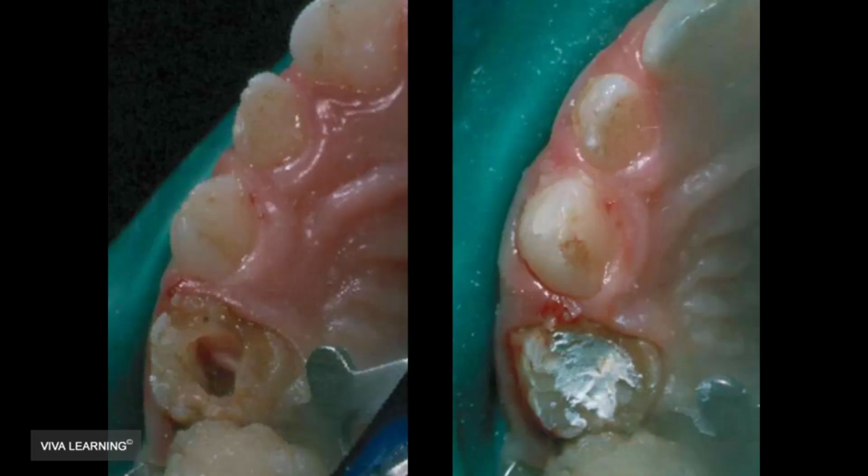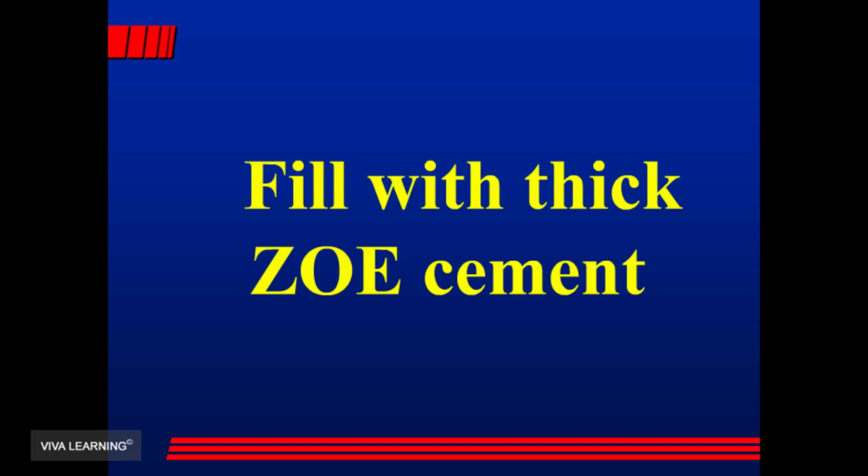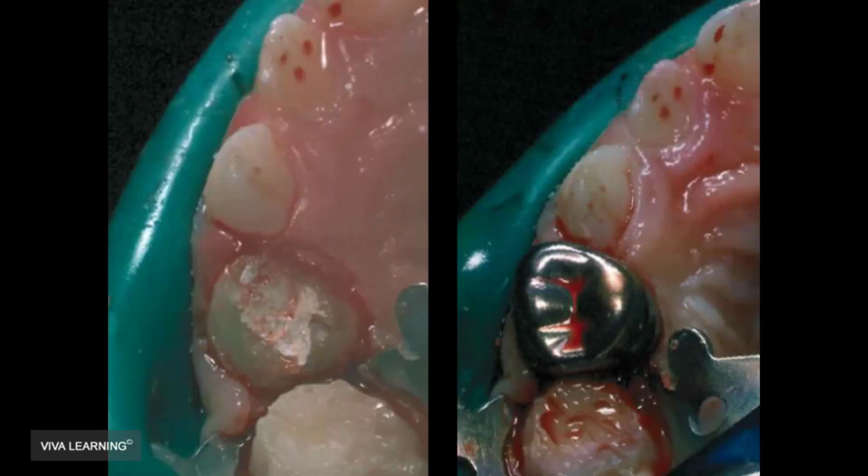So now, as you were looking at these pictures on the left side of the screen, very nice picture of the fixed area in there, no hemorrhaging, ready to fill, and we go straight back to the zinc oxide and eugenol in order that we can go right straight ahead to placing the crown. So you do fill it with the thick ZOE cement, and then you place the crown, and you have a tooth that has been well treated.